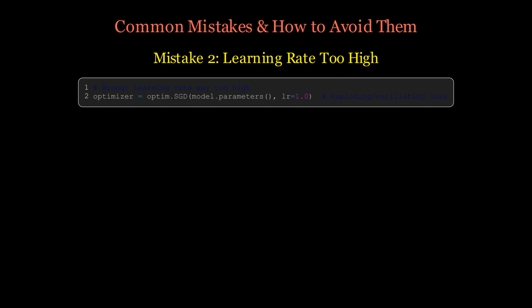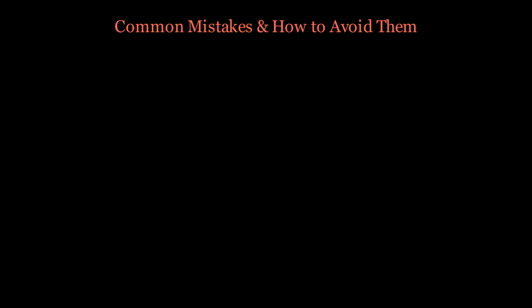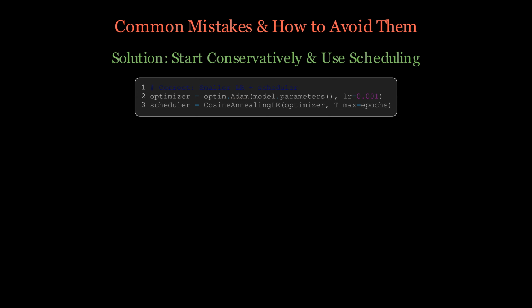Mistake 2. Setting the learning rate too high. This often causes the loss to oscillate wildly or even explode. The solution. Start with a small learning rate, often 0.001, and use a scheduler such as cosine annealing. This stabilizes training and prevents divergence.